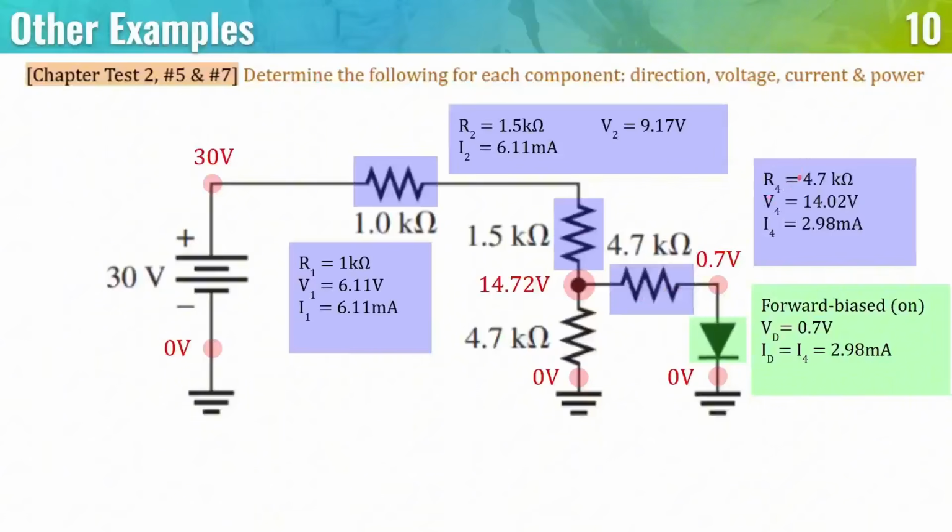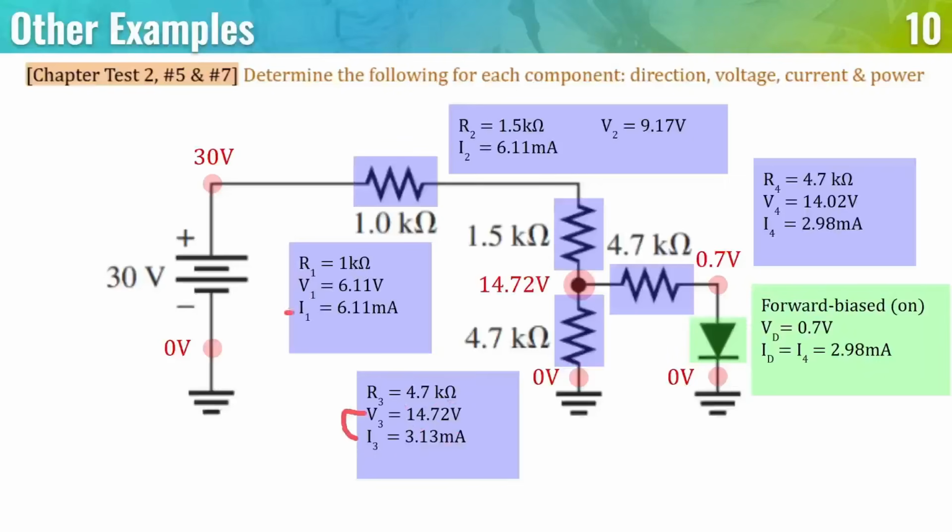Next, for this resistor, it's the same as the computation from earlier. And then lastly, for this resistor, we have 14.72 volts over 4.7 kilo ohms. So the current here is going to be 3.13 milliamperes. Last but not least, we have the power. Simply use I and V. So there we go, here is the power dissipated across the resistors and the diode.